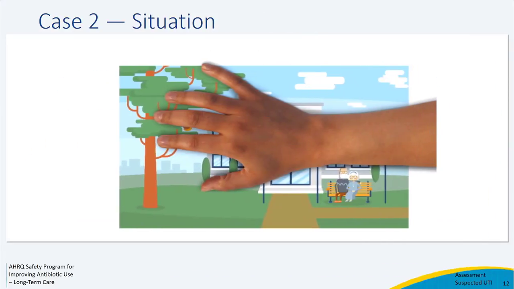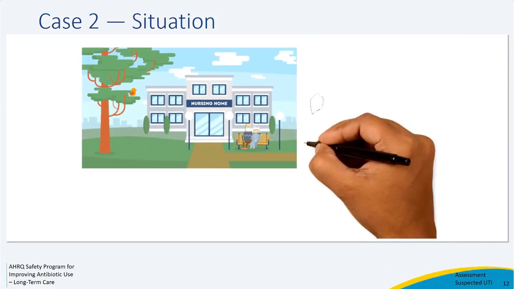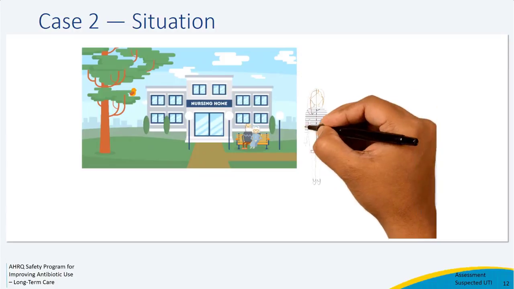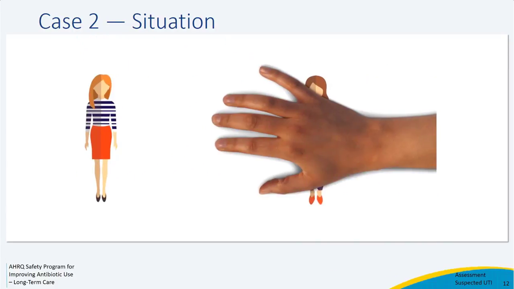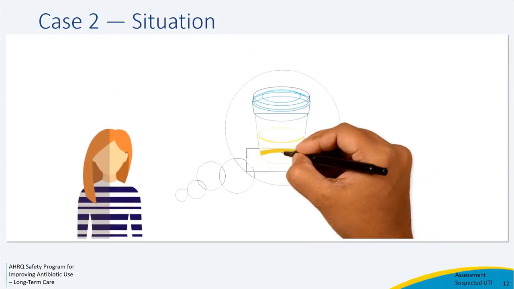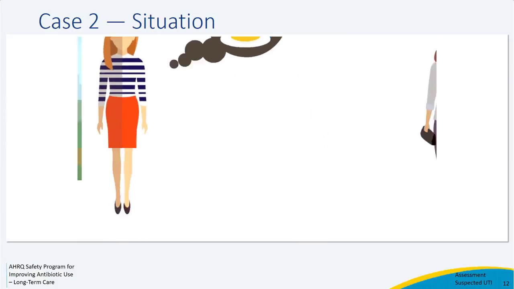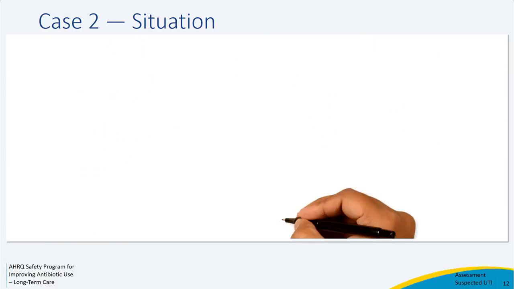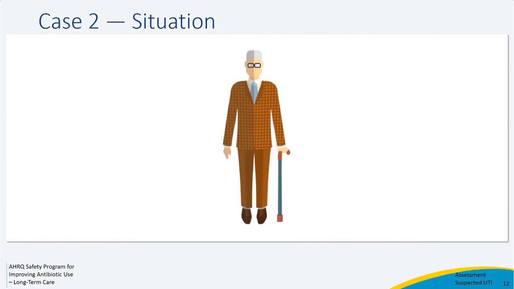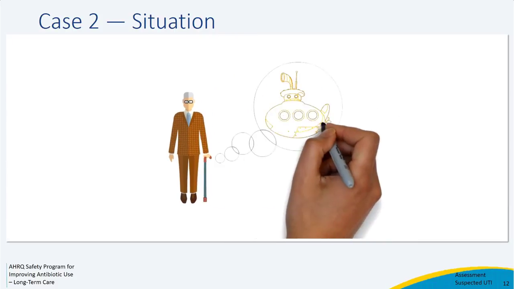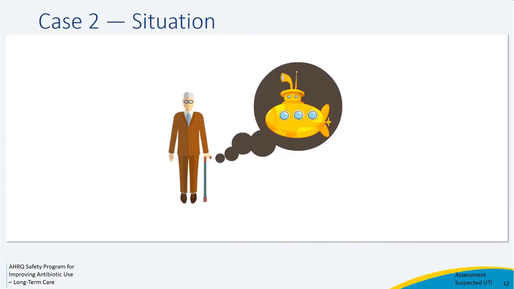Let's move on to a second case. A resident's daughter is visiting him in the long-term care facility. The resident has a chronic indwelling urinary catheter due to urinary retention. His daughter says his urine is cloudy and she thinks it has an odor to it. She asks you to check his urine for infection. The resident himself is not available. You find him in the common area singing an enthusiastic rendition of Yellow Submarine for karaoke hour.